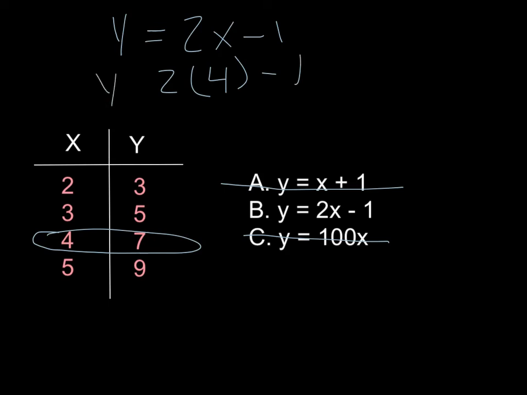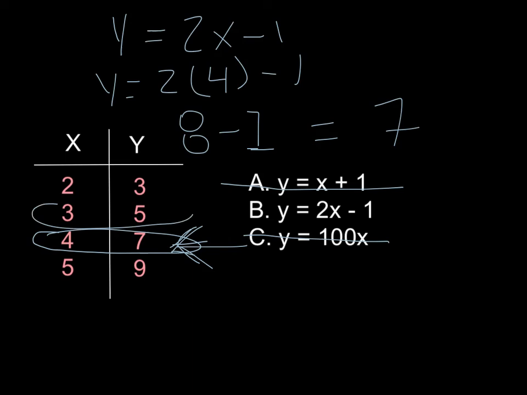Once again, all I'm doing there is taking 4 and plugging it in for my x, and that's what you see there. 2 times 4 gives me 8 minus 1 equals 7. So did that work and give me that y value? Yes, it did. Let's try this one.